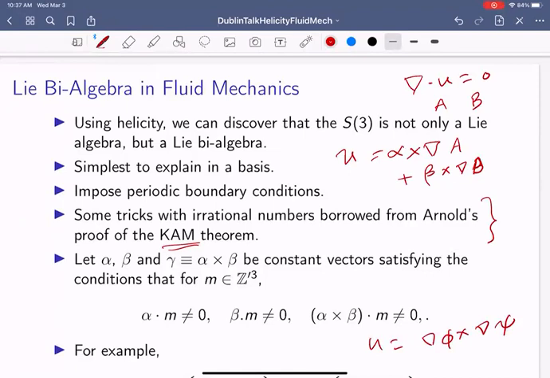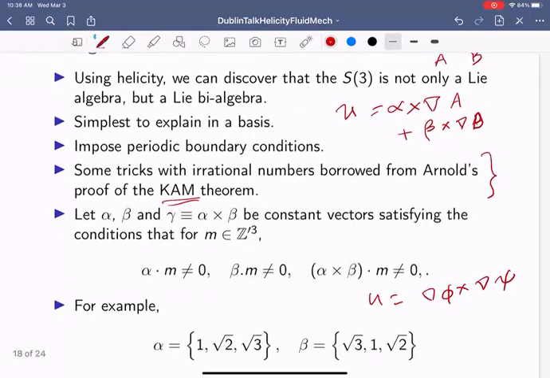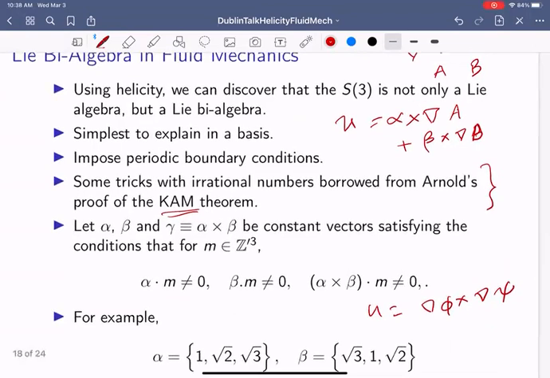Of course, each term here has some analogy to a Clebsch decomposition, but the dynamical degrees of freedom are in these 2 scalars, A and B. So alpha and beta are fixed vectors, and A and B are scalars. I want to impose periodic boundary conditions, so I'm working on a torus. And the question is, is it really true that every vector field can be uniquely decomposed in this way? Unique up to adding constants to A and B. That's what I mean by unique.